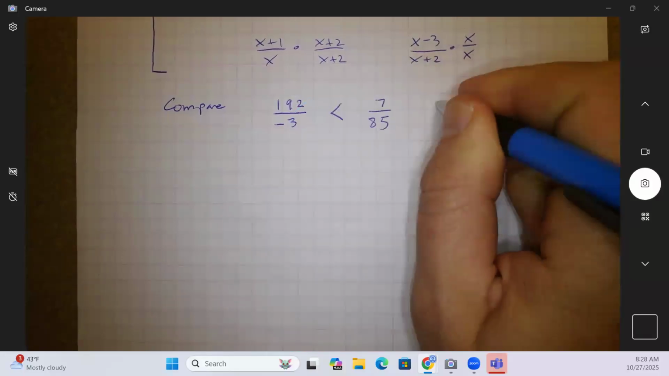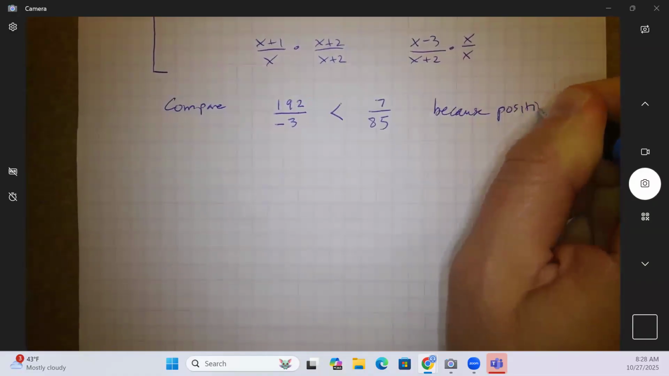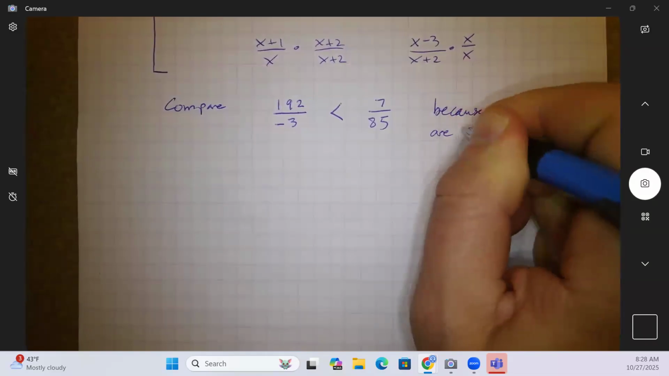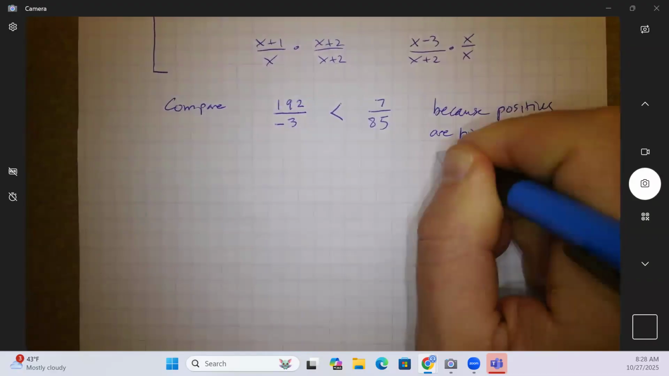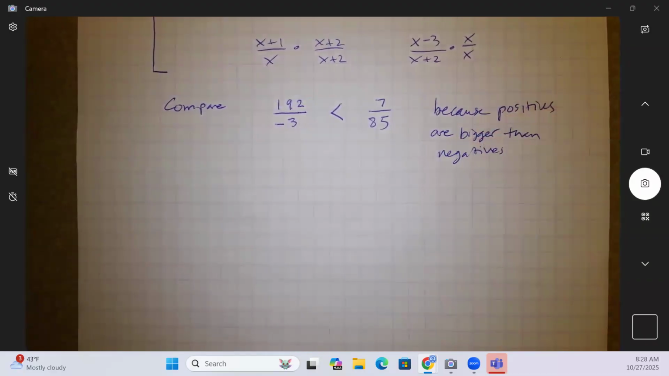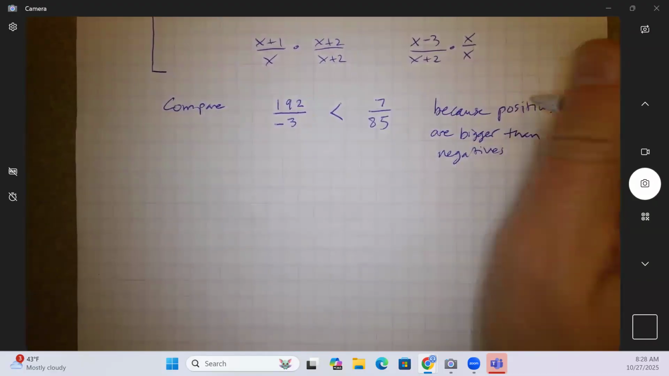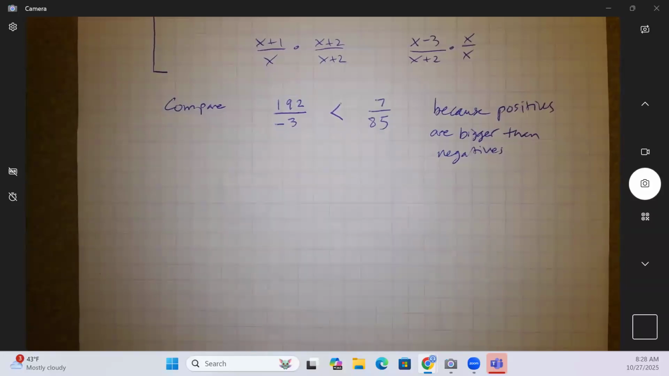Boom. Because positives are bigger, right? Farther to the right than negatives. So if you're just asked to compare the size of those fractions or to figure out which fraction is bigger, you don't have to do more work than is necessary. It's still important to recognize that even though it's a fraction, it's a negative number, and therefore it has to be smaller than a positive number.